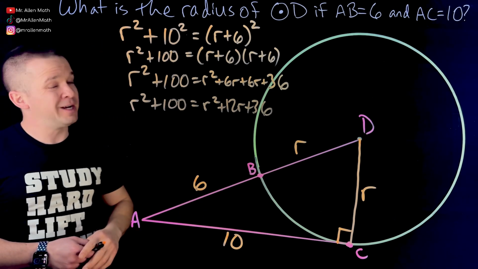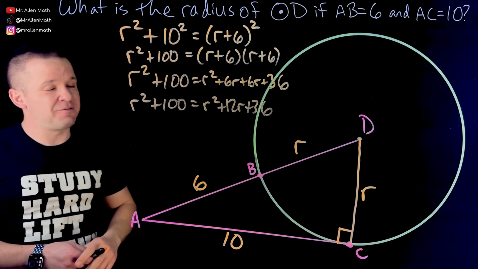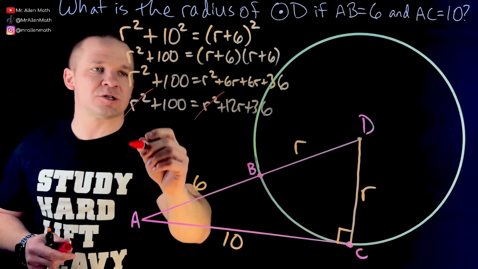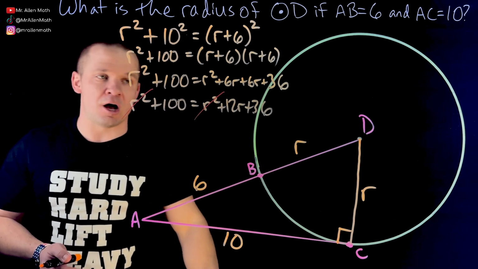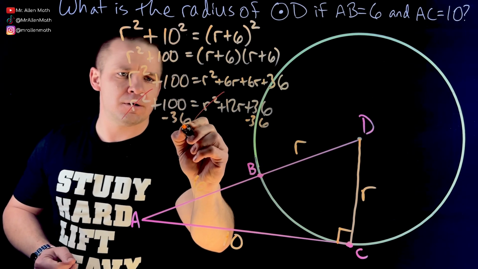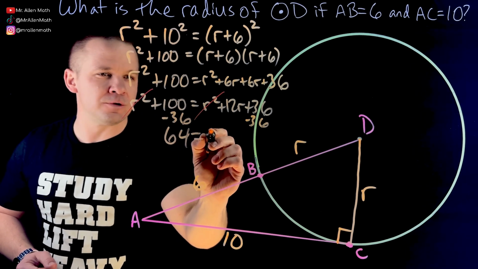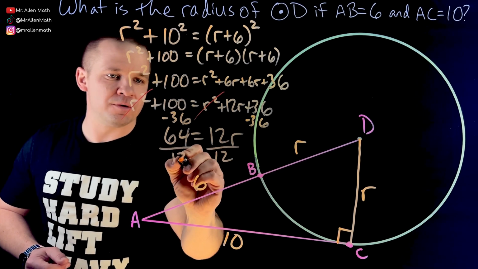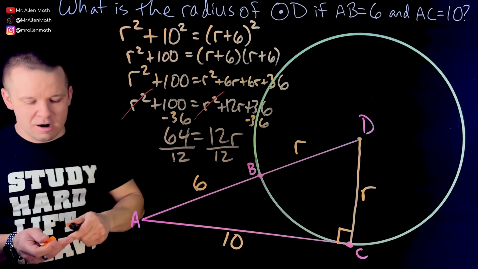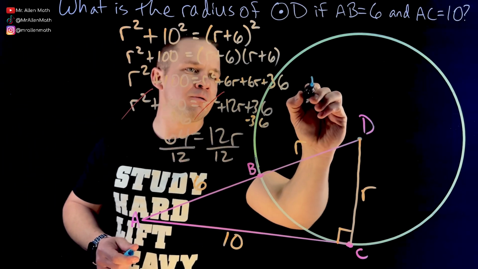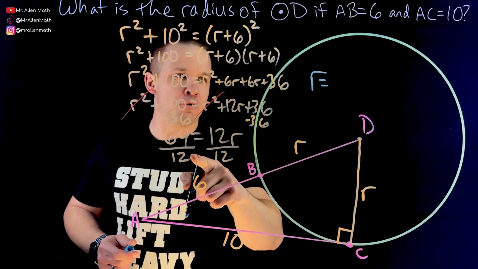Now, we got some squares going on. Am I going to have to factor? No, I actually don't. I'm going to cancel out the R squareds, and now I'm going to solve. I'm going to subtract 36 on both sides. So I get 64 equals 12R, and now I can divide by 12 on both sides, and we're going to get R equals 64 over 12.